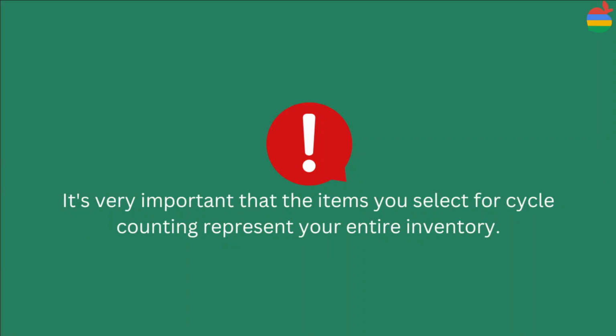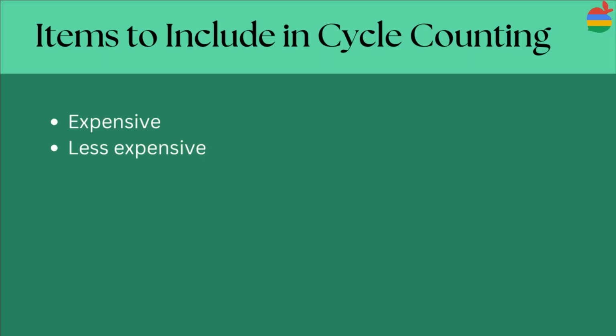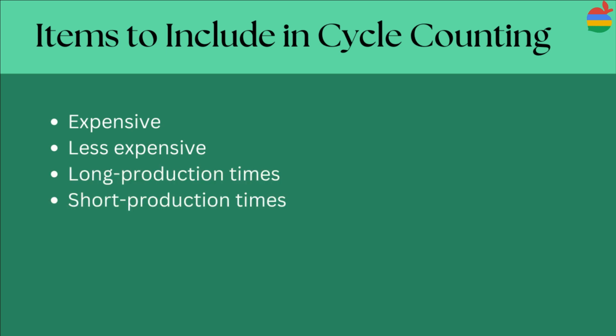It is very important that the items you select for cycle counting represent your entire inventory. You must include some expensive items and some less expensive items, some with long production times and some with shorter times, some with high sales volume and some that are slow sellers.